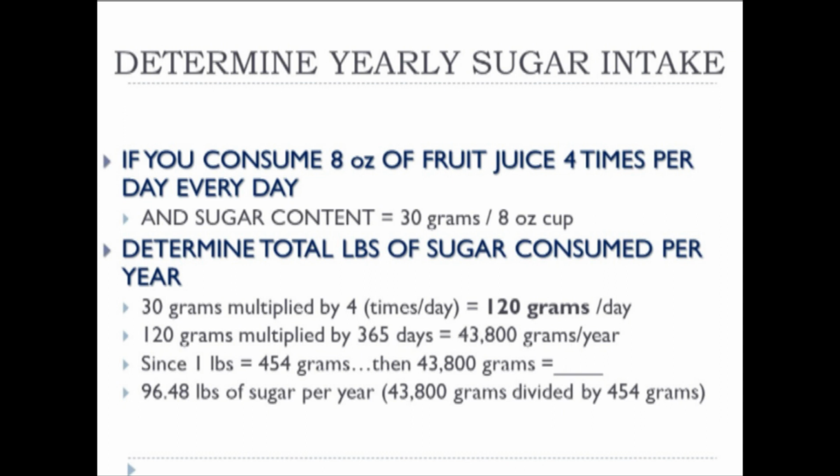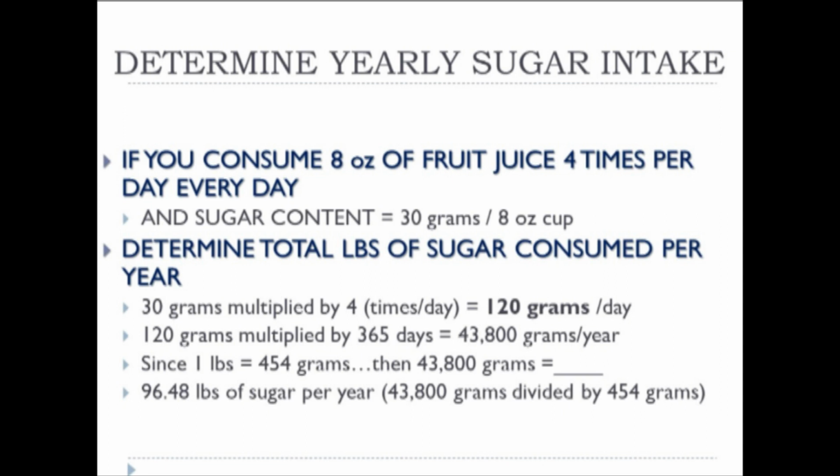So now let's consider a calculation that looks at yearly sugar consumption. That also is very helpful to bringing a patient to understanding how much sugar they're actually consuming. So if your patient is consuming 8 ounces of fruit juice 4 times per day every day, and the sugar content is 30 grams per 8-ounce cup, determine the pounds of sugar consumed per year. So 30 grams of sugar multiplied by 4 gives us 120 grams of sugar per day, right? Because that 8-ounce cup is consumed 4 times. So that's 120 grams of sugar per day.